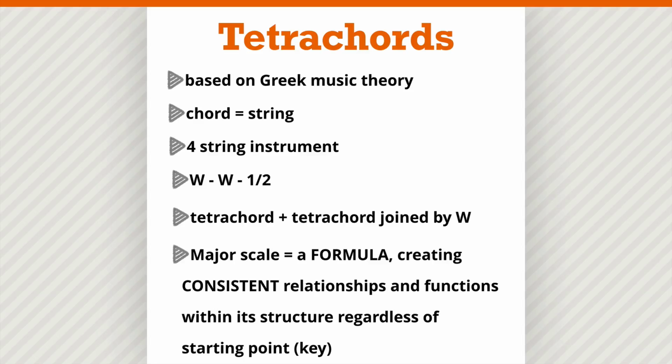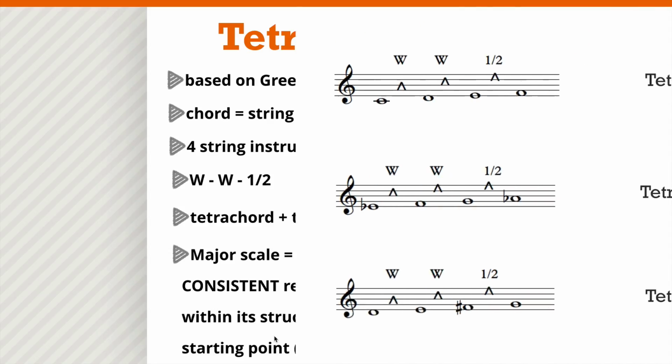In the end, this tetrachord, go up a step, join another tetrachord to it, is a formula. It gives you a major scale. It creates consistent relationships and functions within the structure of whatever you've built, regardless of the starting point. In other words, if you build a major scale, it doesn't matter what major key you're in, the function and relationships of all the scale degrees and the chords you build for them are going to be consistent and stay the same. So let's go through this step by step.